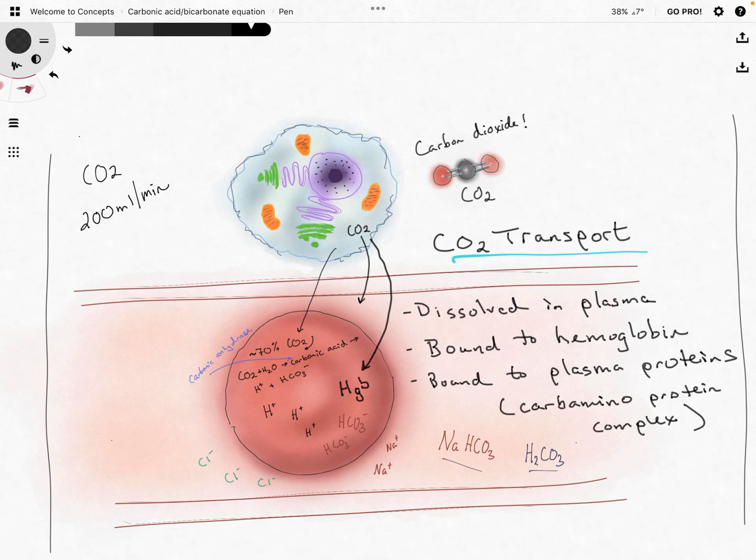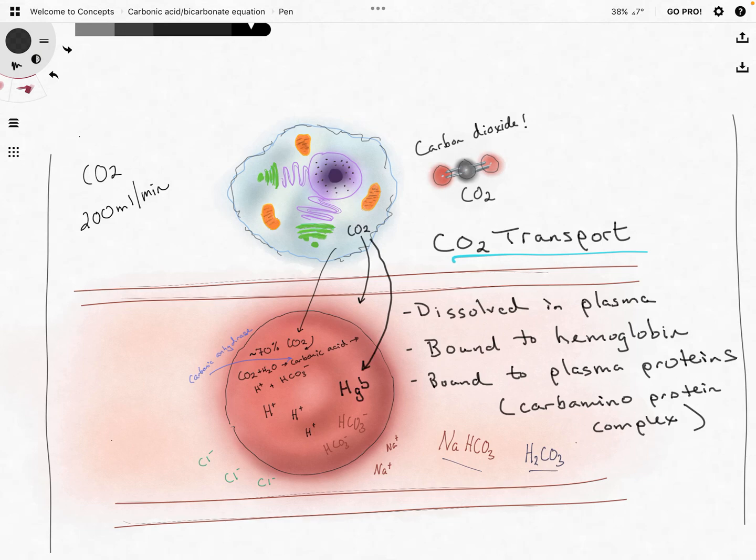So carbon dioxide, about 200 milliliters per minute, is generated through various processes in these cells, such as cellular respiration. And we have to transport this carbon dioxide to the lungs so that it can be expired, or exhaled back out into the environment. There's a couple ways by which we're going to transport this carbon dioxide via blood.